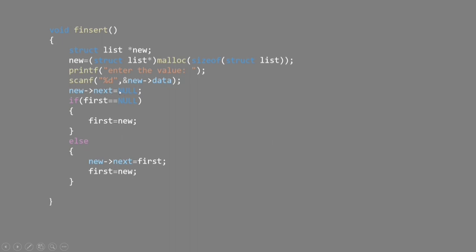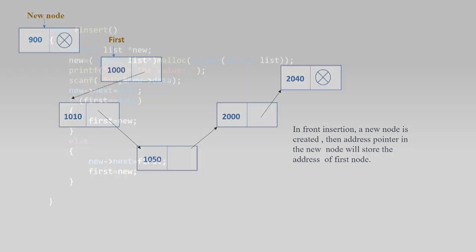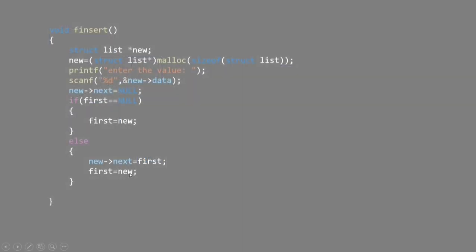I'm making sure that garbage addresses are not stored in the address of the new node. So here comes the execution. If first is equal to null, which means the linked list is empty, the new node will become the first node.